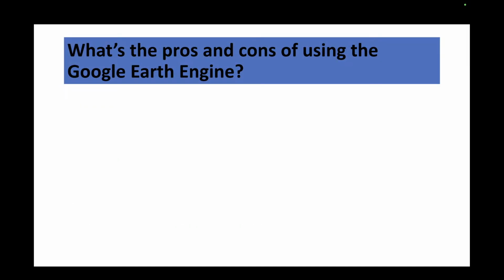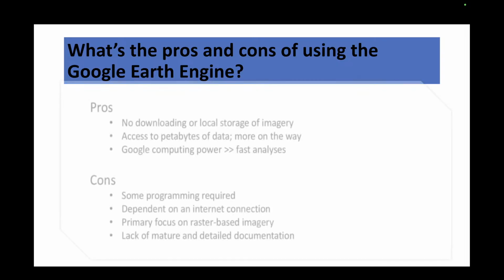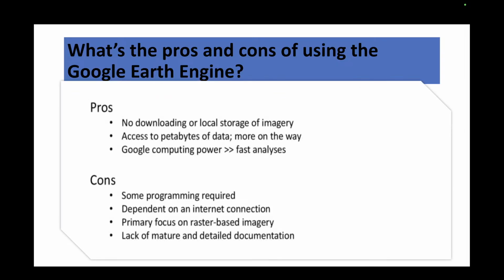And what are the pros and cons of using Google Earth Engine? First of all, you don't need to download any satellite imagery. This is the great advantage of using Google Earth Engine. Landsat, Sentinel, MODIS, or any other satellite imagery we can easily access from Google Earth Engine, and we can access petabytes of data or more on the way. And Google's computing power is very fast, so a lot of data we can compute very quickly.